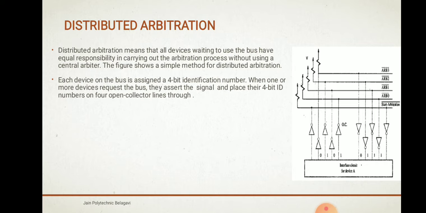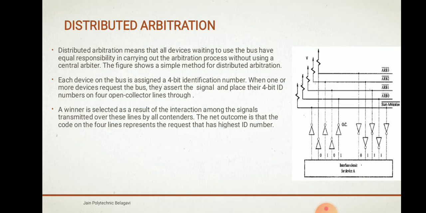As you can see here, each device will be assigned a 4-bit identification number. When one or more devices request the bus, they assert the signal and place their 4-bit ID numbers on four open collector lines. The winner is selected as a result of interaction among the signals over the lines by all contenders. The net outcome is that the code on the four lines will represent the request that has the highest ID number. The code with the highest number will win and act as the bus master.